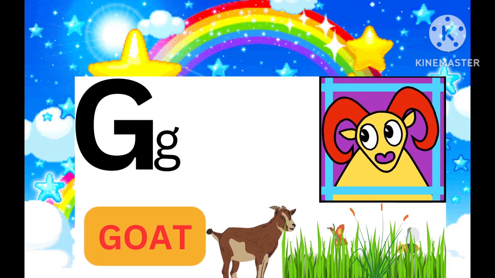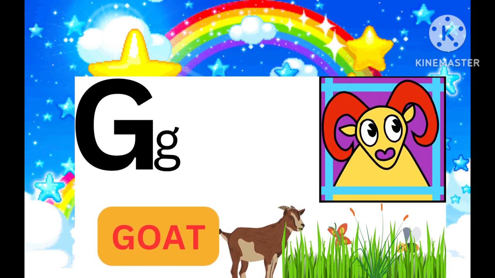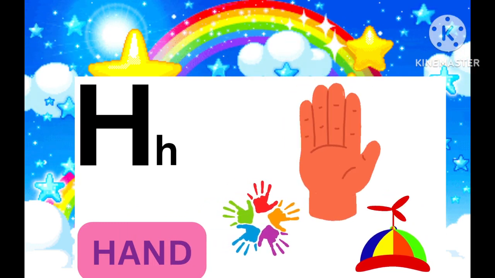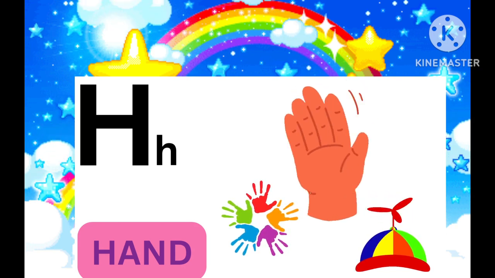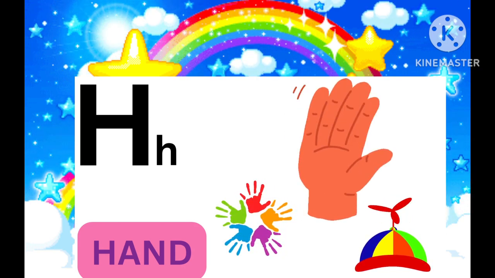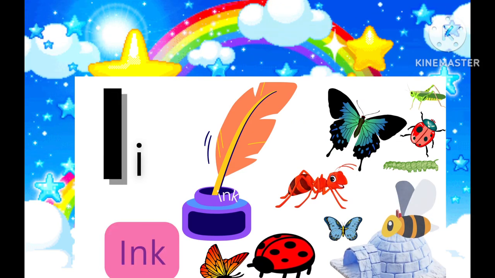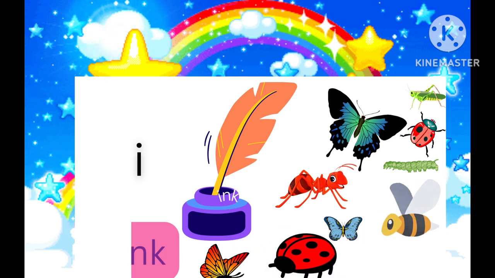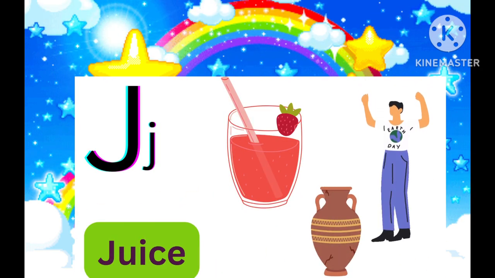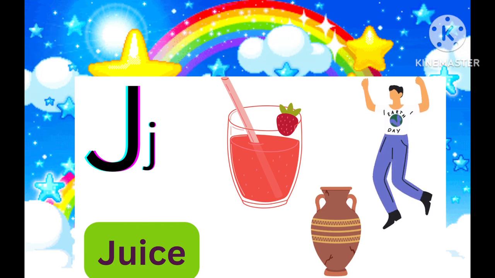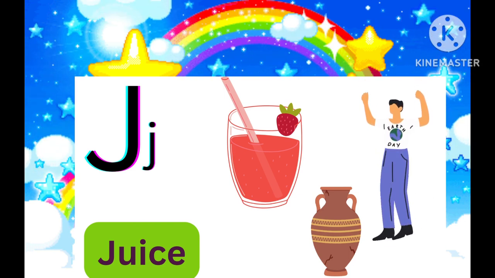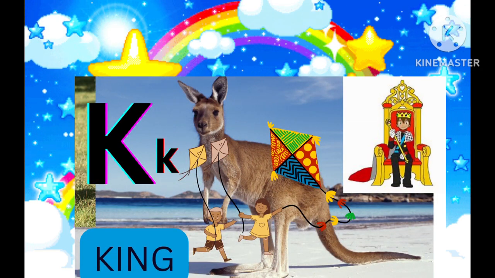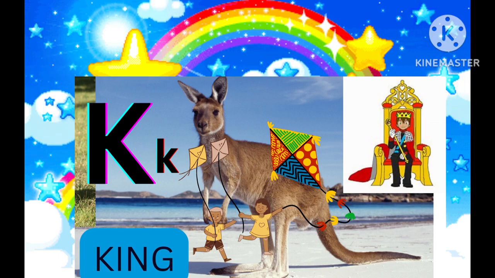G for goat and G for grass, G, G, G. H for hand, H for hat, H, H, H. K for king and K for kite, K, K, K.